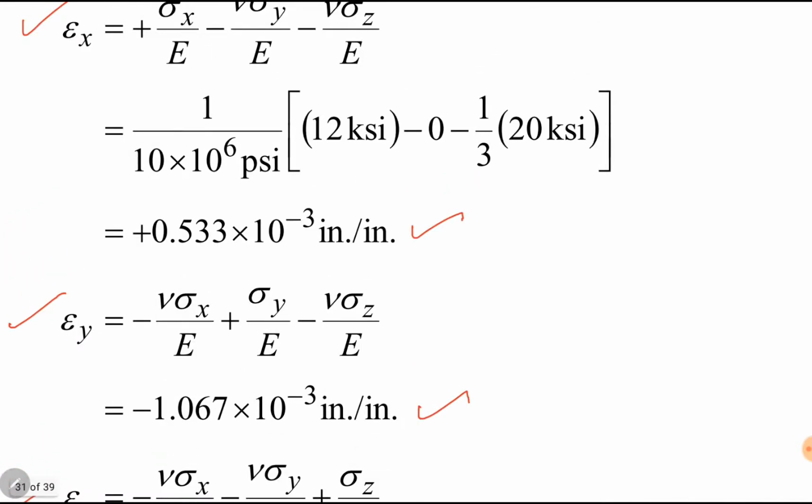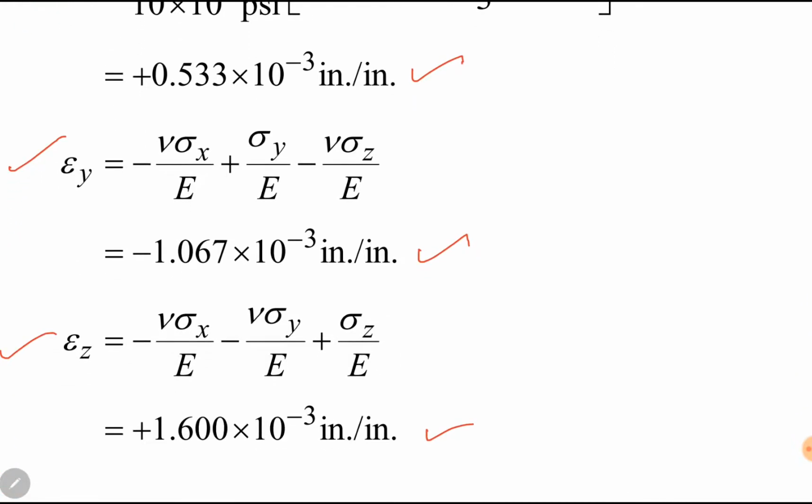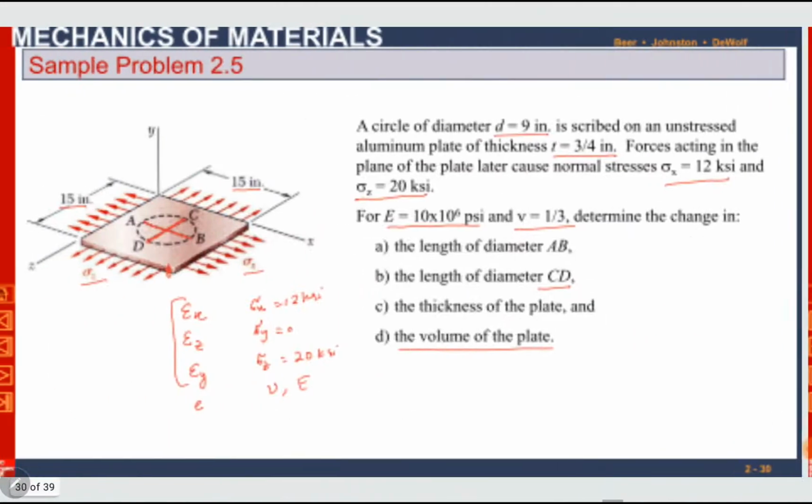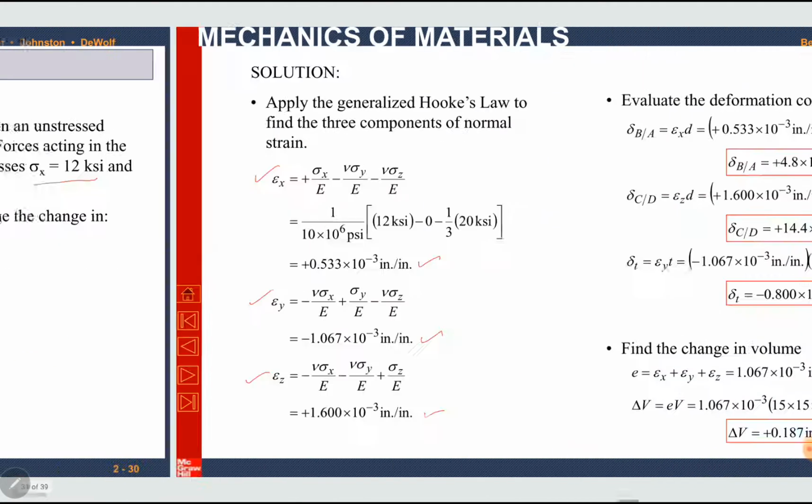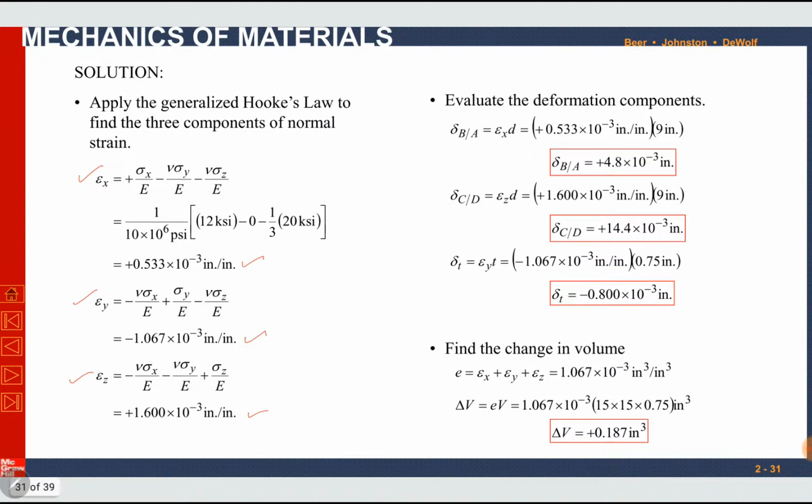Epsilon x is positive, definitely it should be positive, since sigma x was tensile. Epsilon y is negative, epsilon z is positive. So this plate has been stretched in x and z direction. So definitely in the third direction it will compress. So we have found the three values of strain.